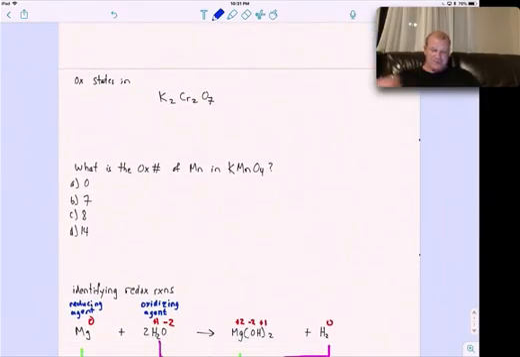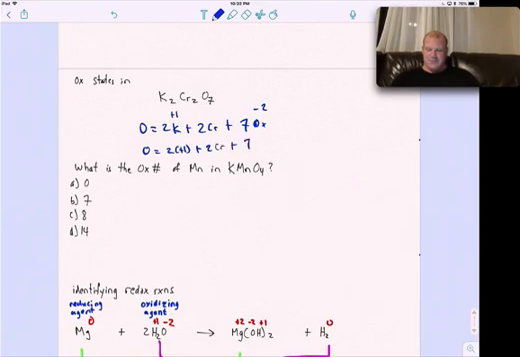Okay, so let's look at this next example. What is the oxidation state of chromium in potassium dichromate? So that means 0 is equal to 2 times potassium plus 2 times chromium plus 7 times oxygen, like so. So potassium tends to be +1, oxygen tends to be -2. So put those in there. 0 is equal to 2 times +1 plus 2 times chromium plus 7 times -2. 7 times -2 is -14, plus 2.